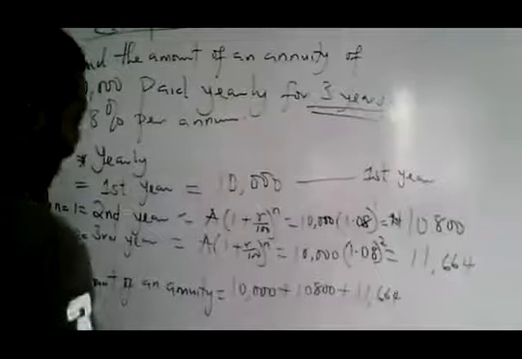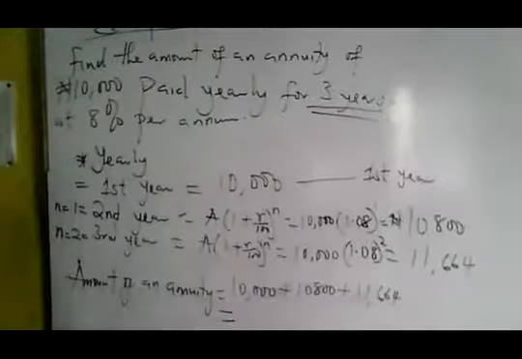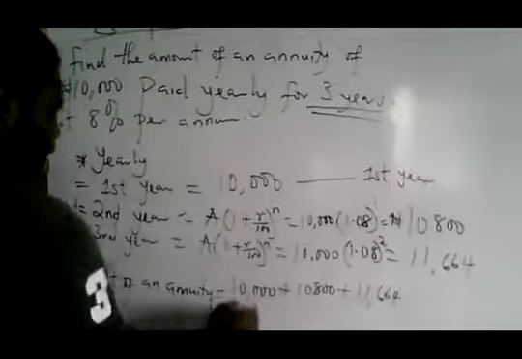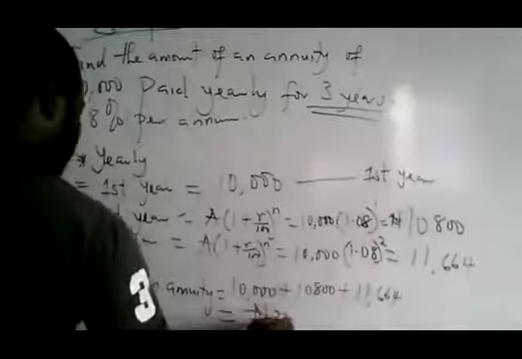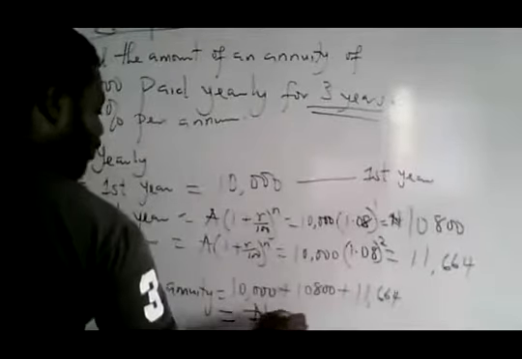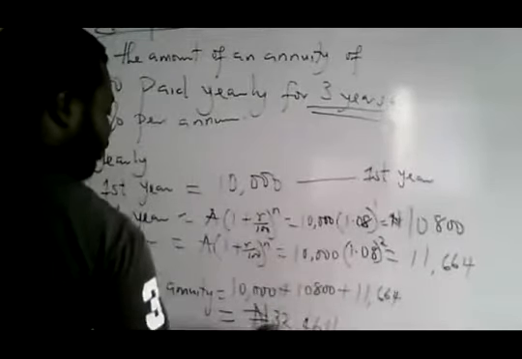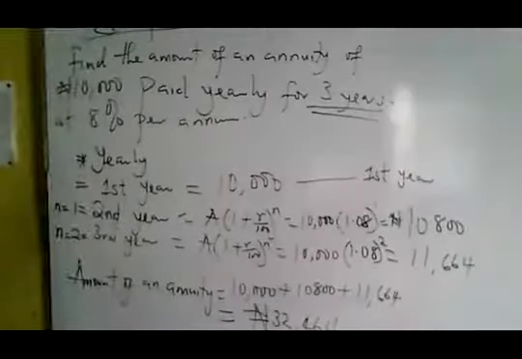11,664. So if you add everything up, this will be 10,000 plus 10,800 plus 11,664. So that will be what? 32,464 naira. So it's as simple as that.